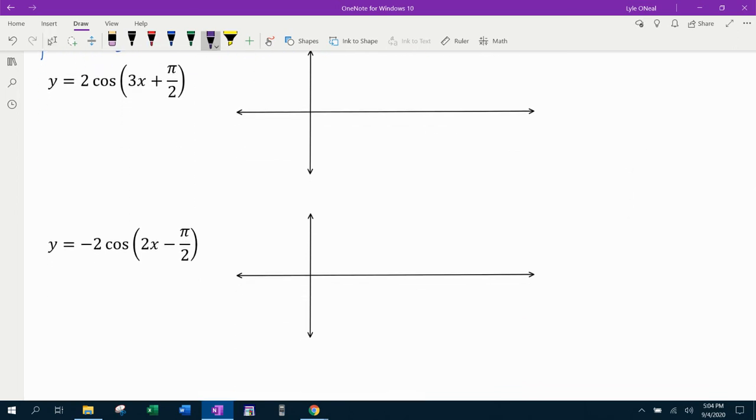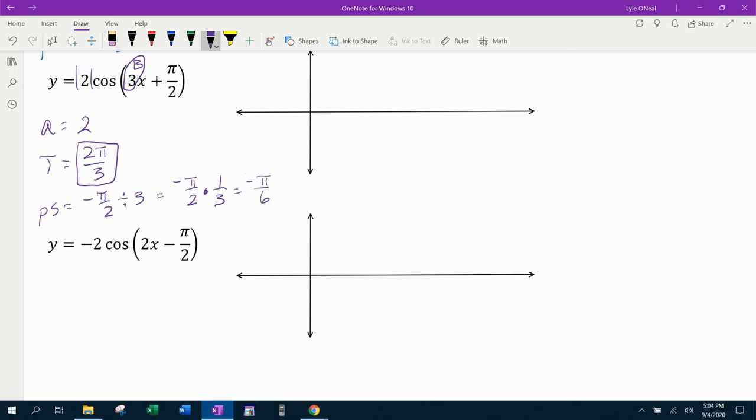And this time we have cosine. So the amplitude of a cosine is the same as sine. It's the absolute value of the lead coefficient. The period is also the same, 2 pi over b. Look out, b is 3 this time, and that is not going to reduce, so that's going to be 2 pi over 3. The phase shift is going to be negative c over b, which is negative pi over 2 over b. If I do a little keep, change, flip, we can see that our phase shift is going to be negative pi over 6 this time.